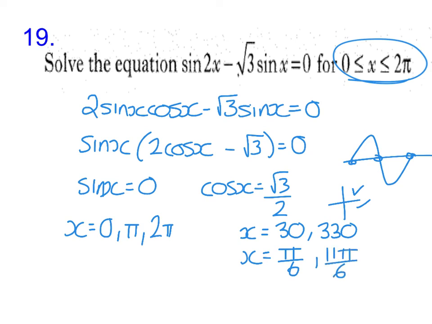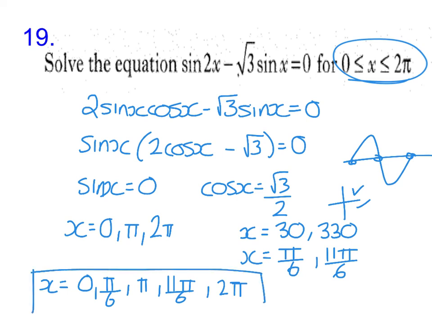And then I just like to put them all in order at the end. You don't really need to, but that gives us 0, pi over 6, pi, 11 pi over 6, and 2 pi. Always double check your answer at the top that they want you to go all the way from 0 to 2 pi or 0 to 360, because sometimes they only want selected answers. Okay, so that is the answers to that one.